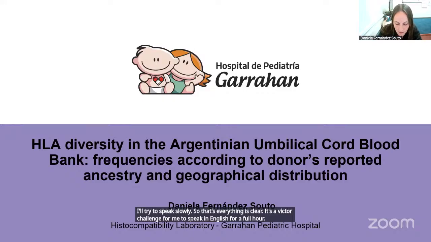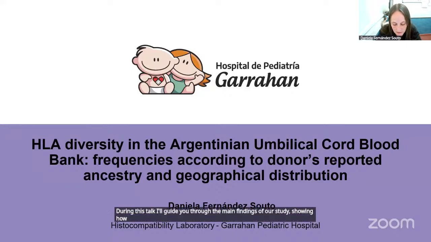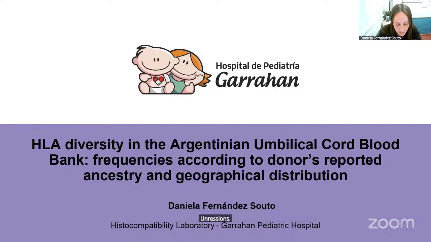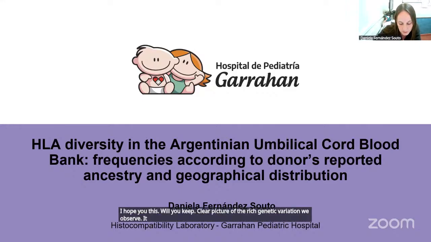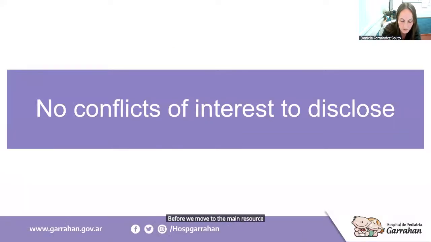During this talk, I'll guide you through the main findings of our study, showing how HLA diversity varies across ancestry groups and regions in Argentina. I hope this will give a clear picture of the rich genetic variation we observed in our cord blood units. Before we move to the main results, let's briefly cover our disclosures. I'd like to note that we have no conflict of interest to disclose.